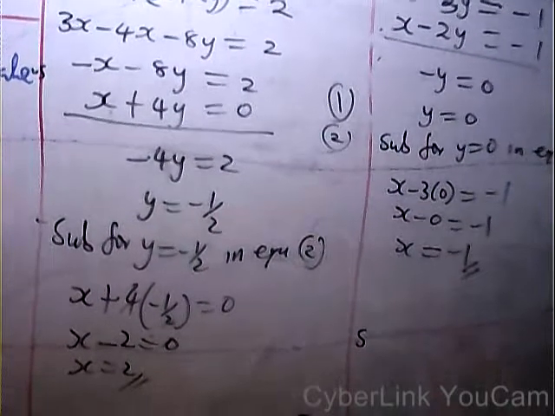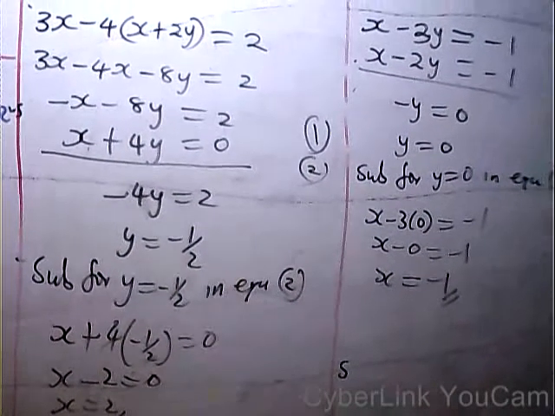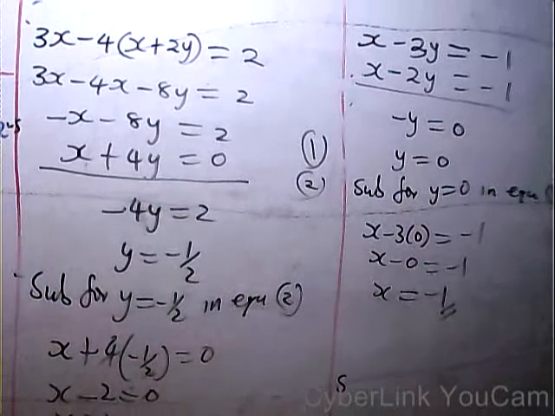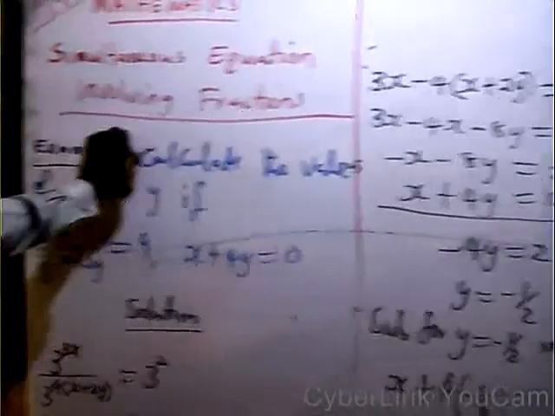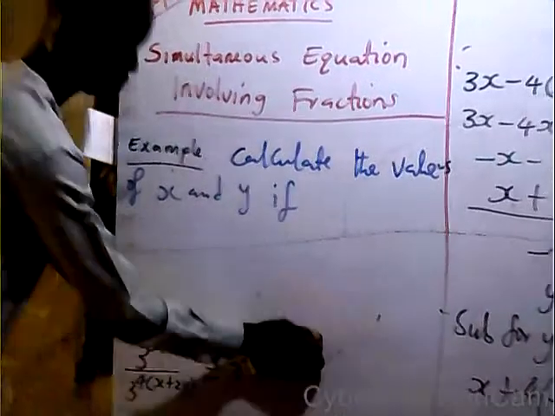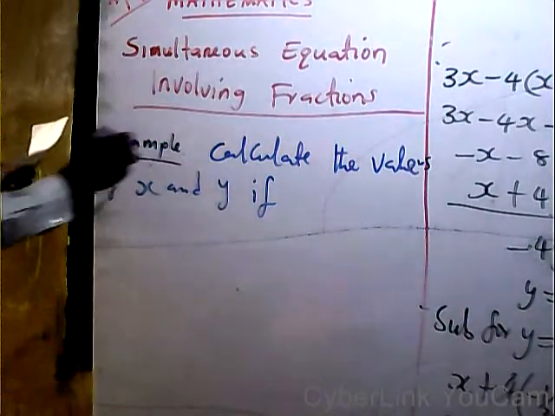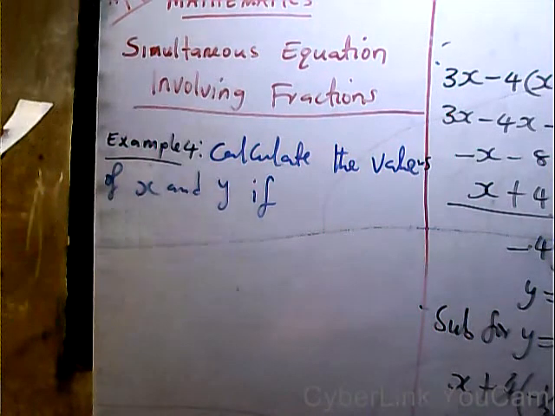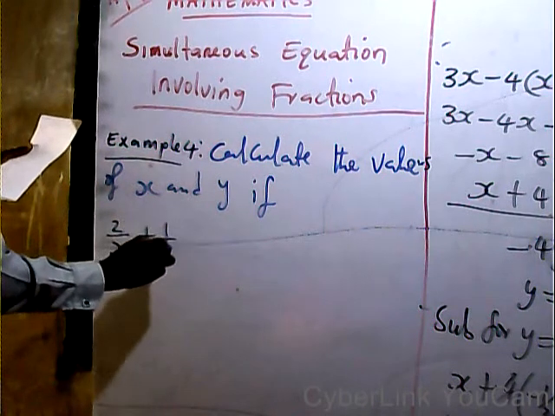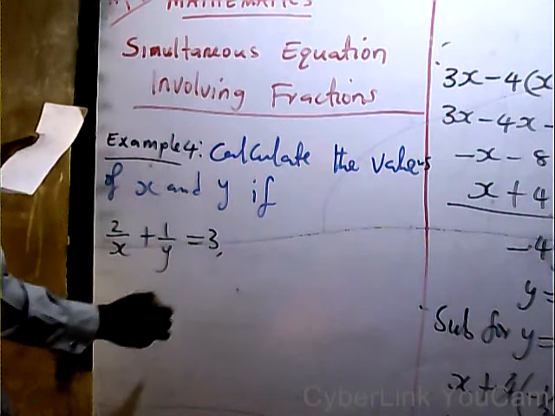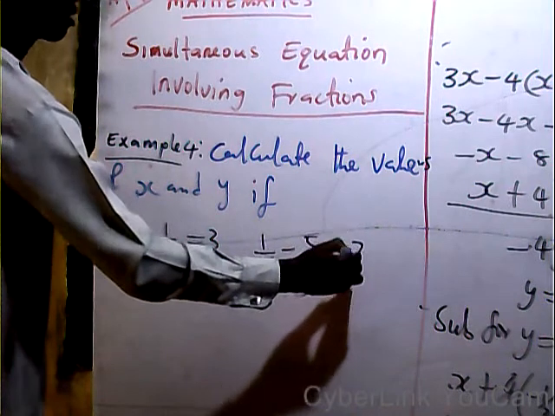Another example, which I will call example 4. Example 4 says you calculate the value of x and y if 2 all over x plus 1 over y is equal to 3, 1 over x minus 5 all over y minus 7 is equal to 0.